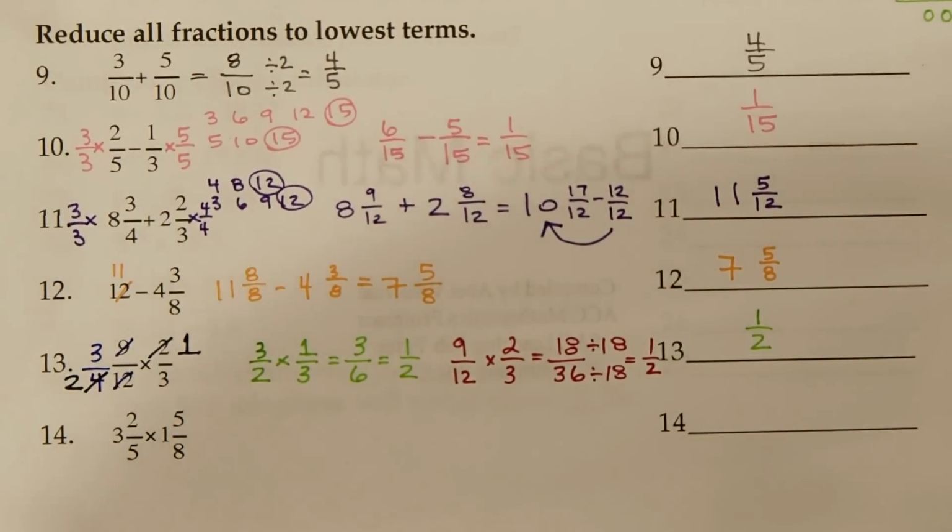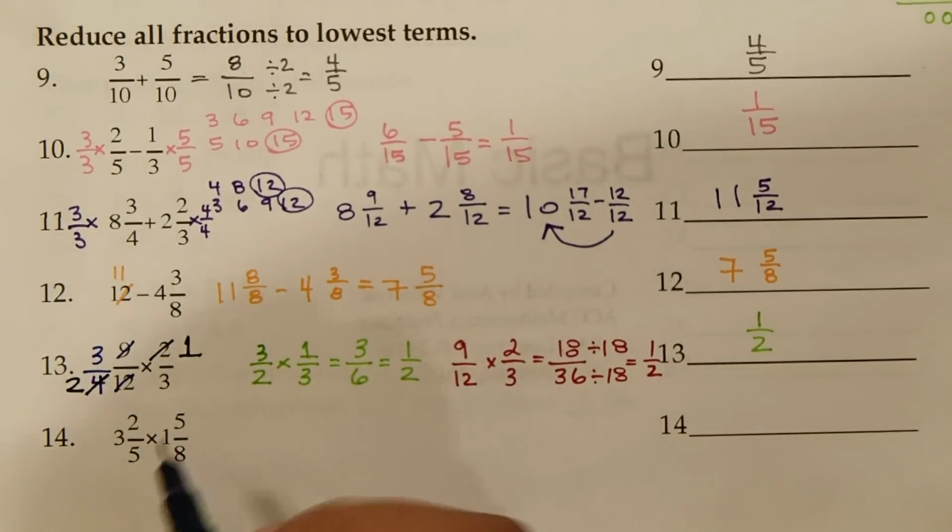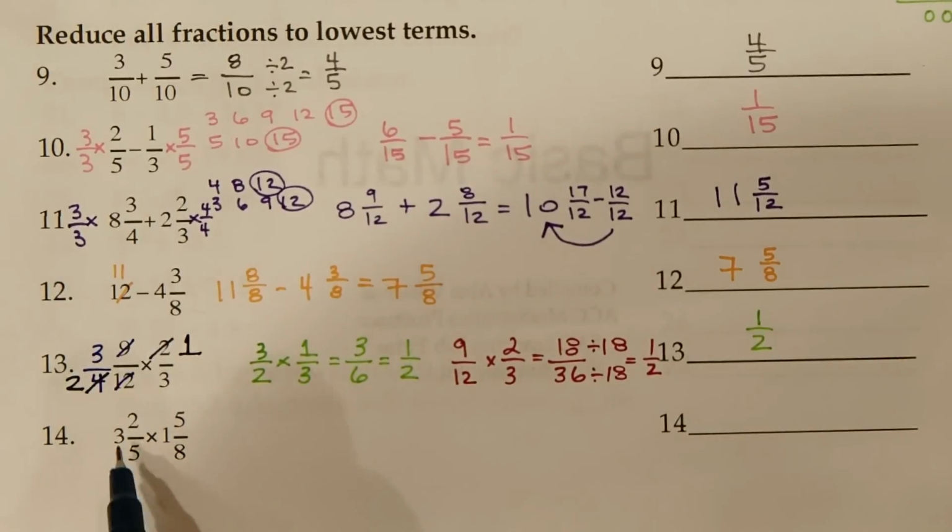Okay, last one, number 14. 3 2/5 times 1 5/8. So we need improper fraction form in order to multiply. We can't do it with this whole number and the mixed number. So in order to convert to an improper fraction, we multiply, then add. So 5 times 3 is 15, plus 2 is 17 over 5. So denominator stays the same. Times plus, so 8 times 1 is 8, plus 5 is 13 over 8.